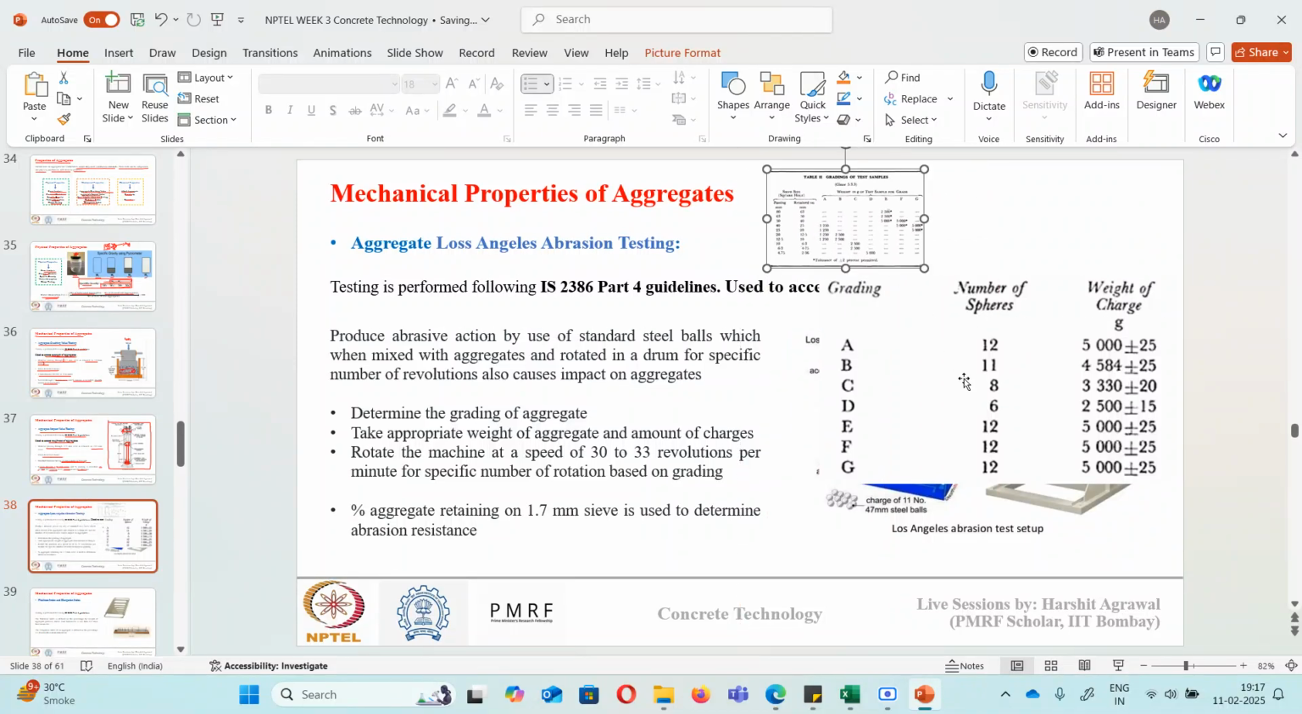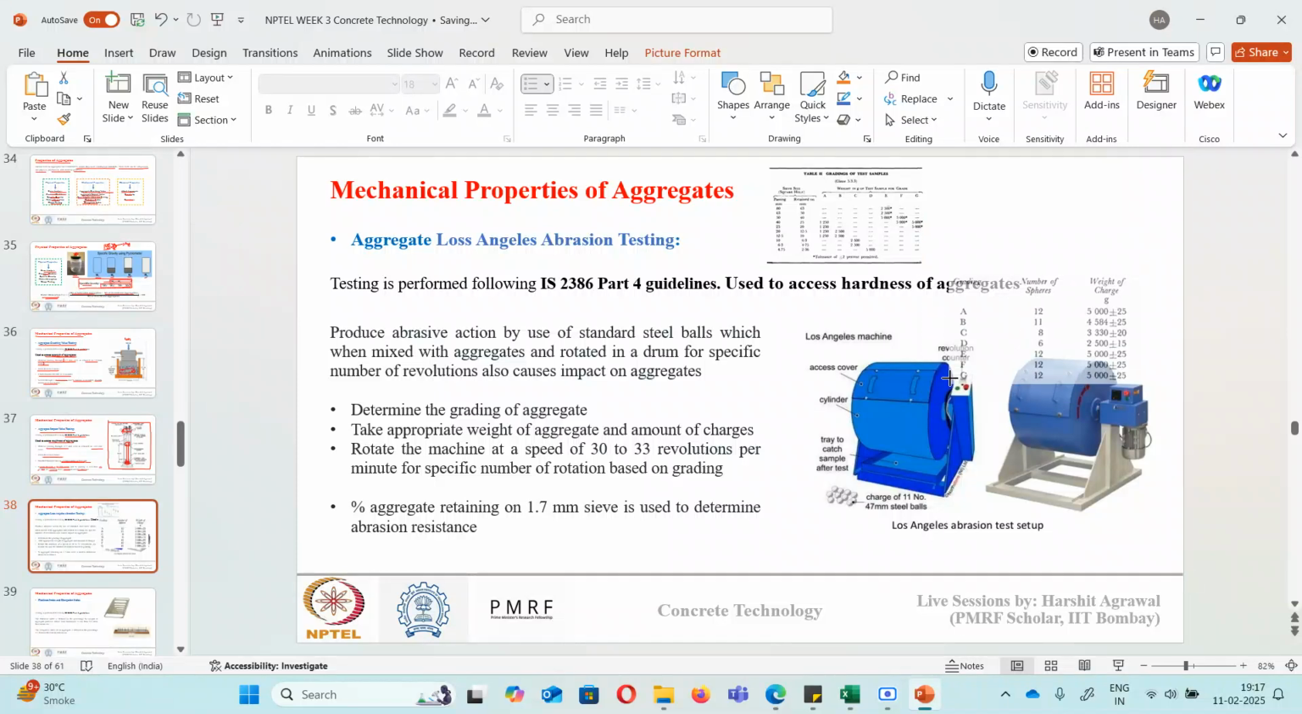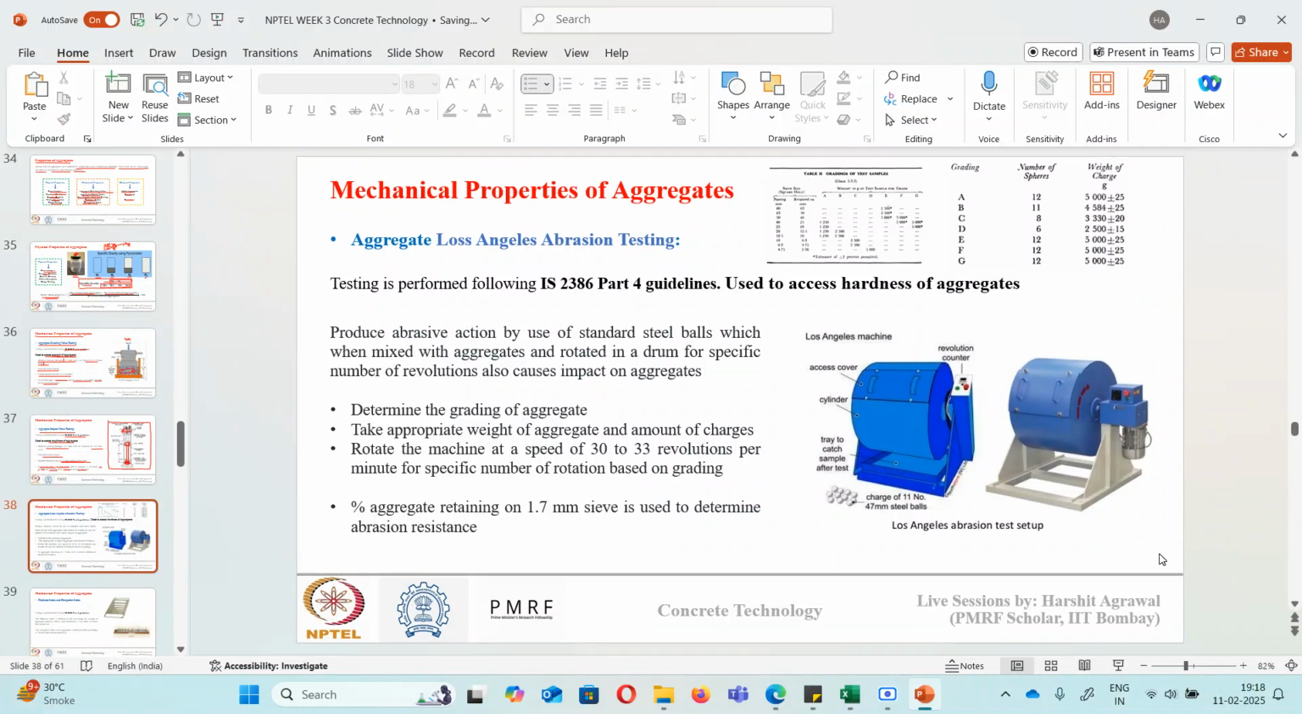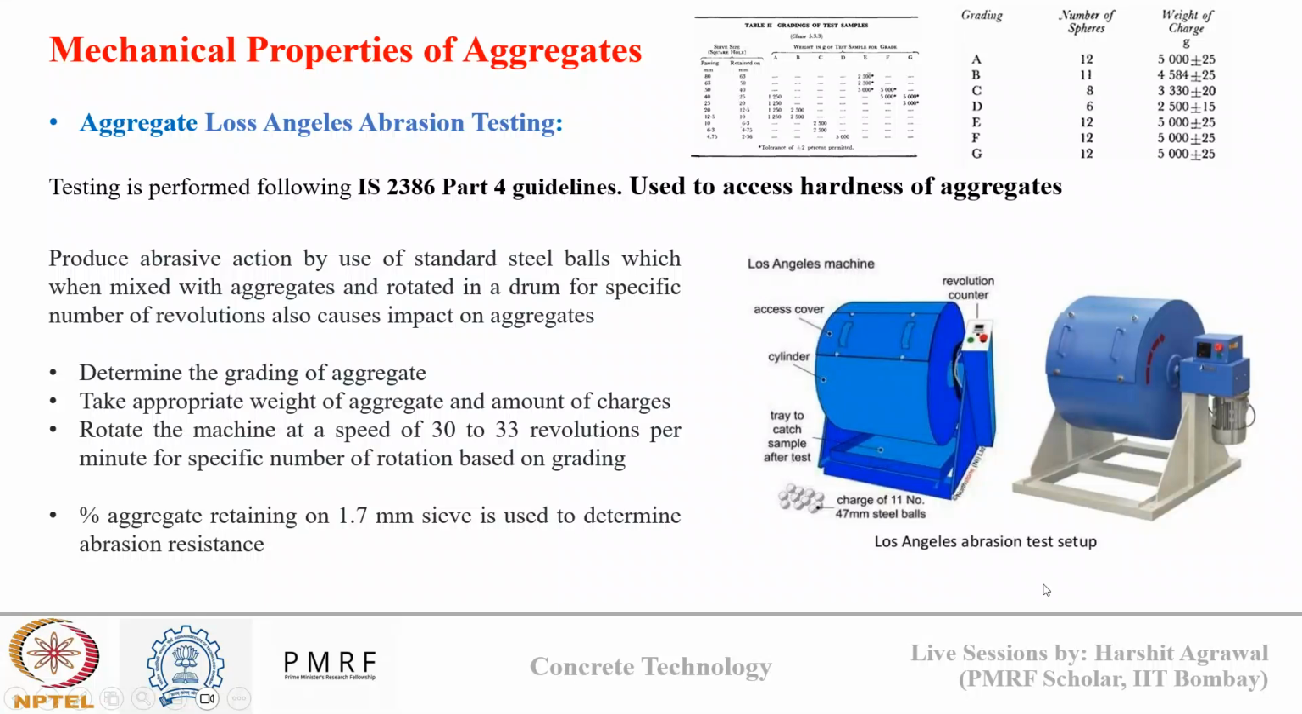And this might be done so that whatever grade I am picking, they are all making a fixed abrasive action on my aggregates, and properly taking into account all the things. So like I have written here, first grading of aggregate, I will determine whether I need A, B, C, D, E, F, G, whatever grade I want. I'll take the appropriate weight and amount of aggregate based on this table and this table.